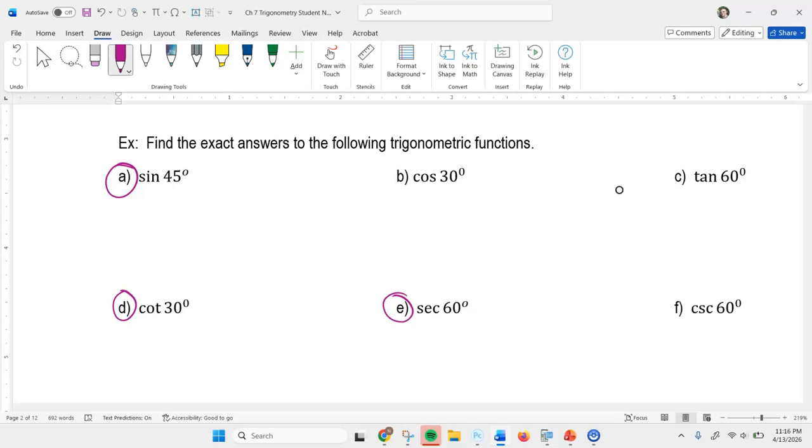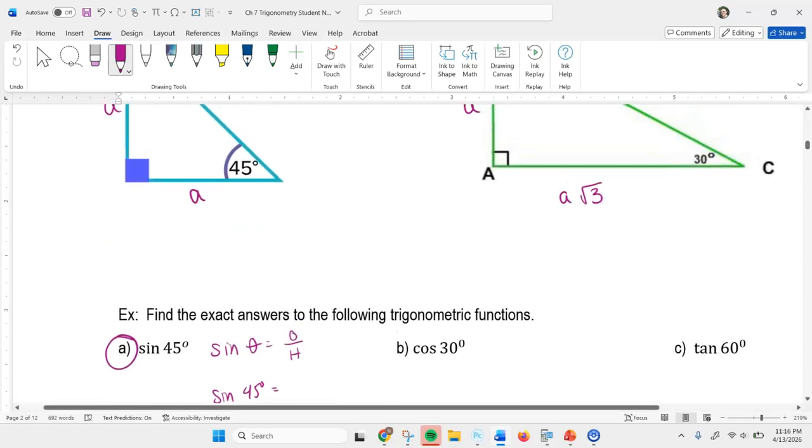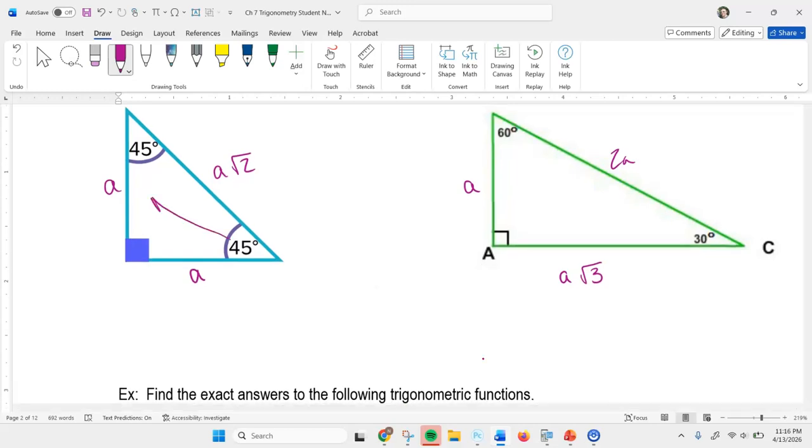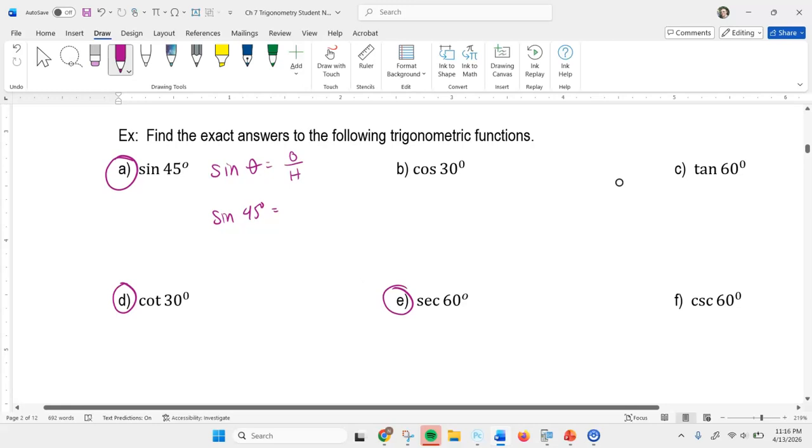All right, so again, sine of 45 degrees. If you remember from our previous lesson, we have that phrase SOHCAHTOA to keep track of those different trig ratios. So we know the sine of theta is the opposite over the hypotenuse. In this case, theta is 45 degrees. And the opposite leg, if you look at your triangle, is A, and the hypotenuse is A square root of 2.